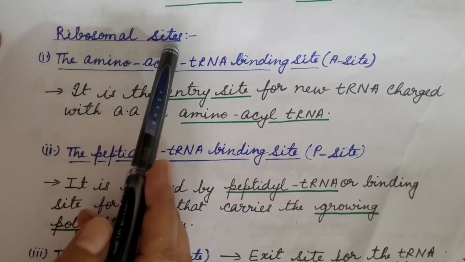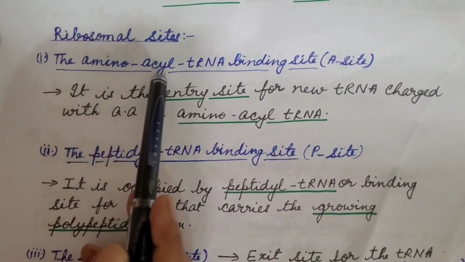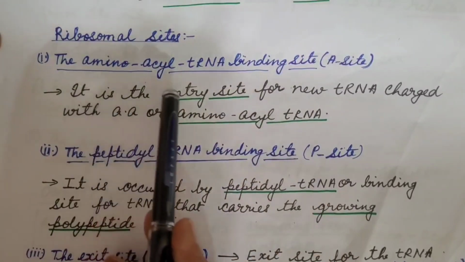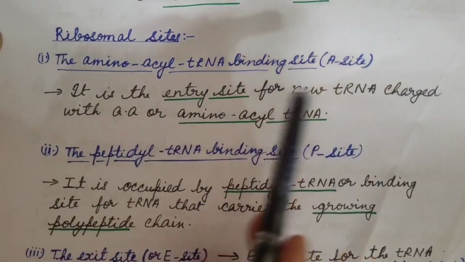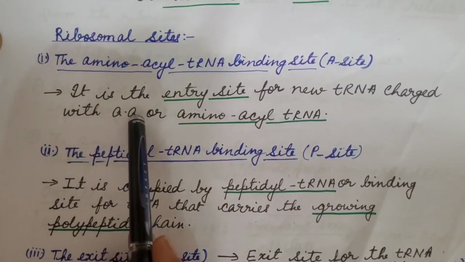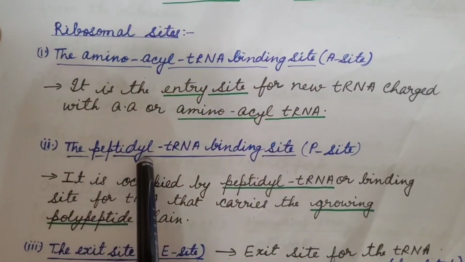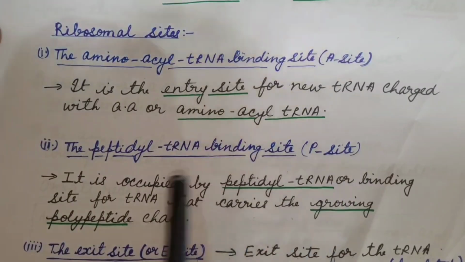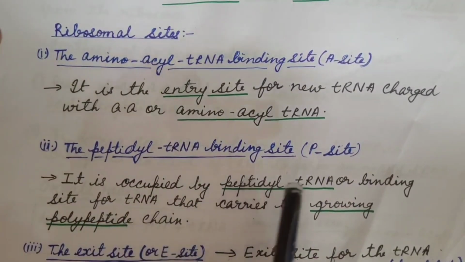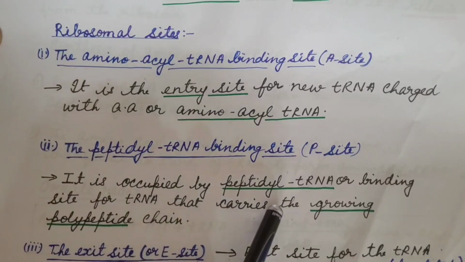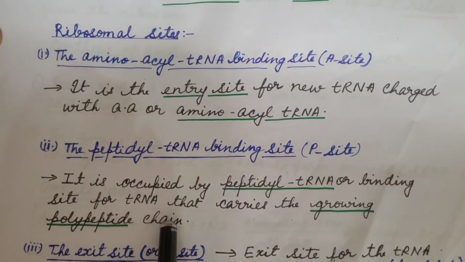Now the ribosomal sites. First is the aminoacyl transfer RNA binding site or A site. It is the entry site for new transfer RNA charged with amino acid, or aminoacyl transfer RNA. The peptidyl transfer RNA binding site or P site. It is occupied by peptidyl transfer RNA, the binding site for transfer RNA that carries the growing polypeptide chain.